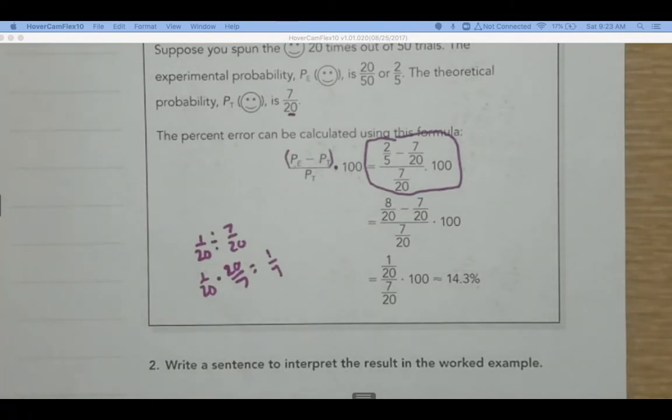And when you do that, 1/7 times 100 is going to equal about 14.3. And it's the about because this is a seventh, so the decimal goes on for a while after that. So they rounded basically to the 10th of a percent.